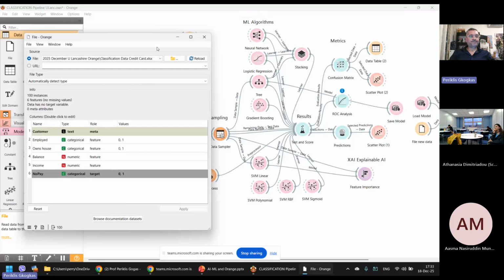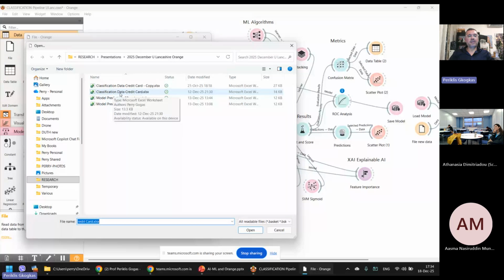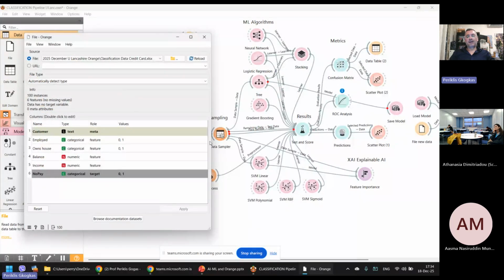Here, if you double click, you select the file that you want. In this case, classification of data card. This is my file. And when Orange reads your data, you can see that it already recognizes that this is your dependent variable. Okay, this is the target. So this is called target here, the no pay. This variable is 1 whenever we have a bad customer, they do not pay, and it is a 0 whenever we have a good customer.